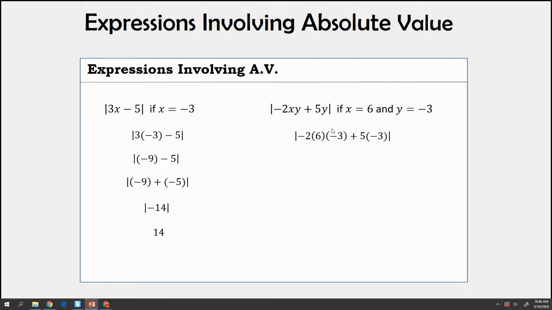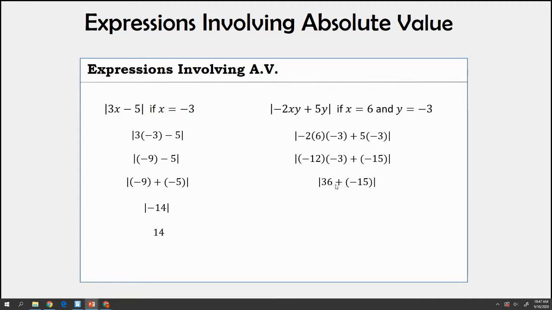So I look at this as a cluster of 3 numbers multiplied together: negative 2 times 6 times negative 3 plus 5 times negative 3. So we're going to do this multiplication first, and I'm just going to go left to right. Negative 2 times 6. And then because it's separated by addition, I can do this multiplication at the same time. So negative 2 times 6 is negative 12. Still got to multiply that by negative 3. Then I'm going to add to that the negative 15 that I got from 5 times negative 3. Negative 12 times negative 3 is positive 36 plus negative 15.